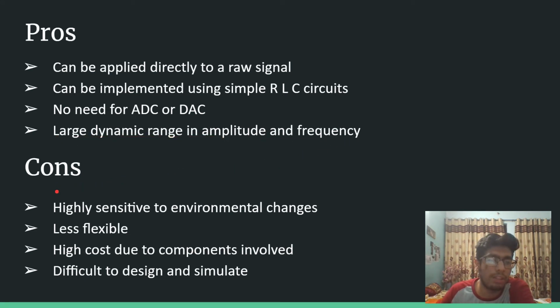And the disadvantages are they are highly sensitive to any changes in volume, less flexible, high cost due to components involved, and difficult to design and simulate.